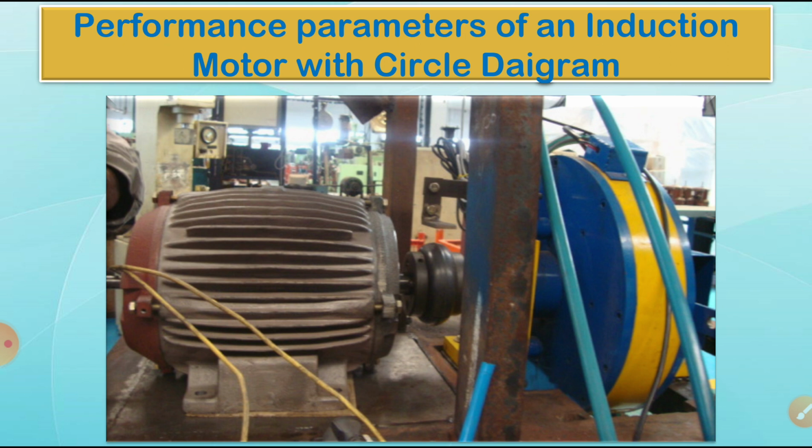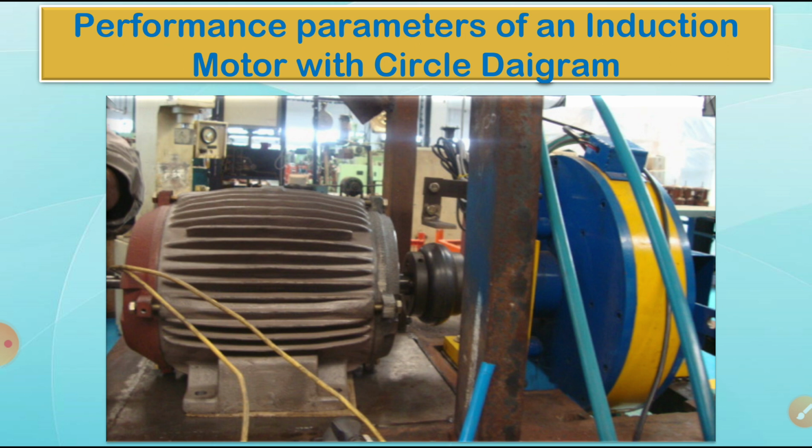Okay, this method aims at plotting the locus of input stator current, that is I1, for various values of slip. What is the slip? Slip is equal to (no load synchronous speed minus rotor speed) divided by Ns. That means the relative speed between the RMF and rotor speed indicates the slip speed.